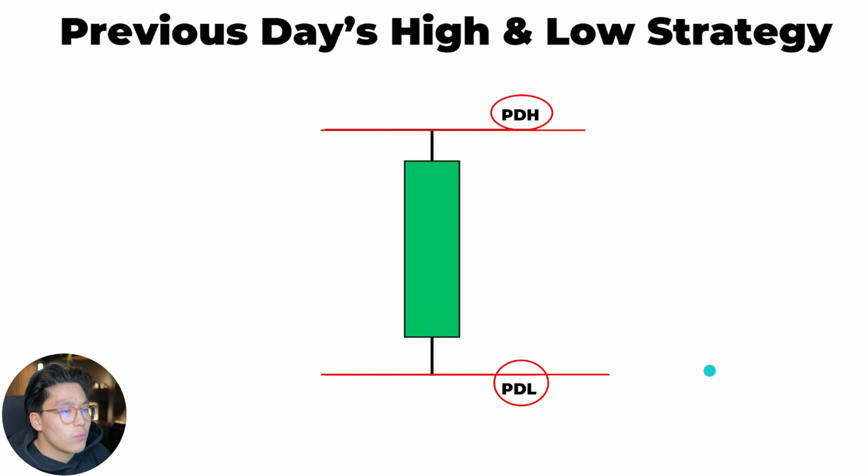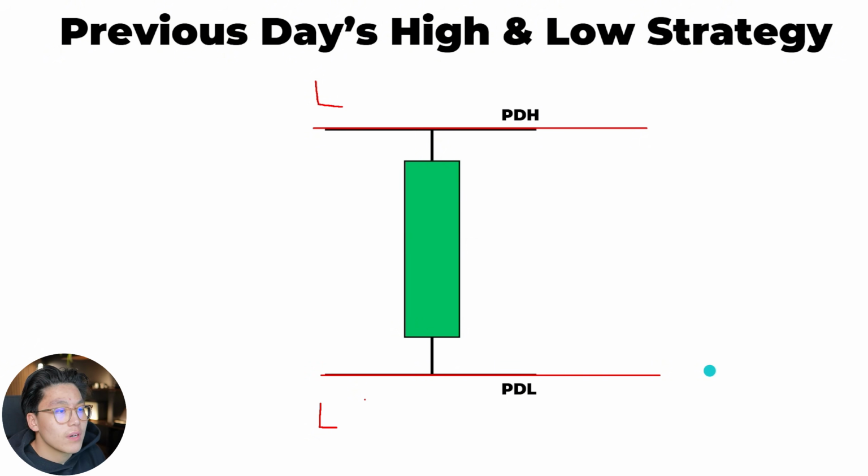And the reason why we trade the previous day highs and low strategy is because what's resting above the previous day highs and previous day's low is what's called liquidity, right? There's liquidity resting above and below the highs and lows of these candles. And whenever we have liquidity, what we have is trading opportunities. And that's exactly what I'm about to show you guys.